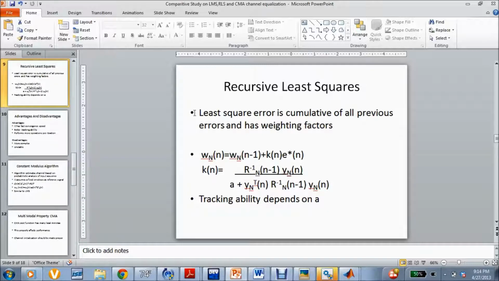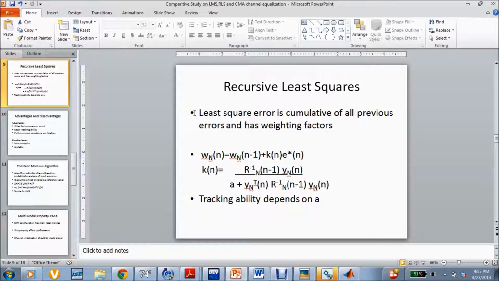The disadvantage of LMS we have seen is that it has low convergence speed. So to compensate for the low convergence speed, we are using this type of approach. Here the main objective is to minimize the least square error. The least square error is the cumulative of all the previous errors, each of which has some weighting factors. Previously we saw that it has only one parameter. Now it has so many weighting factors, so it can converge very quickly.